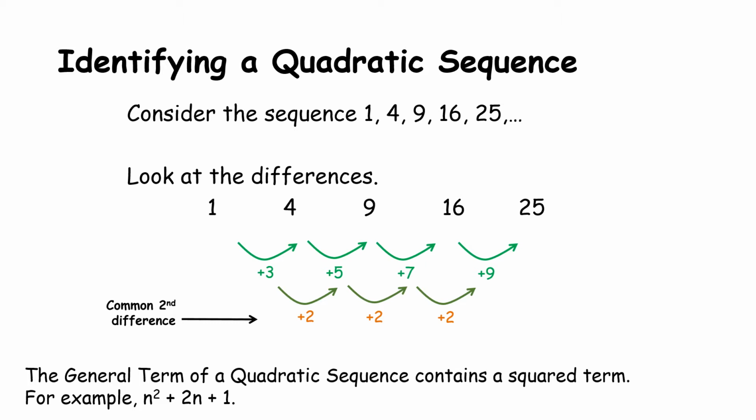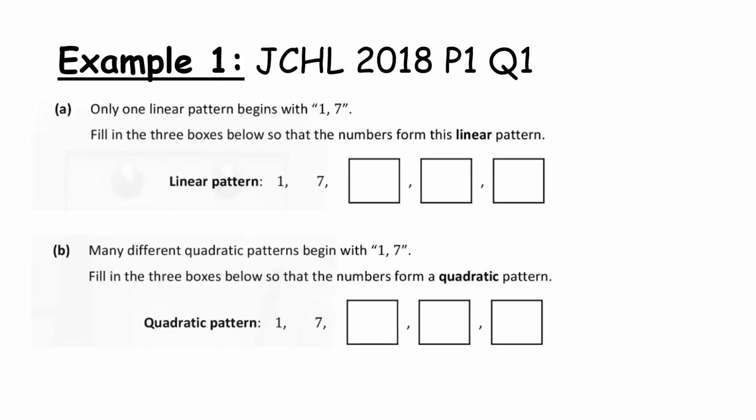The general term of a quadratic sequence contains a squared term, so it looks something like an squared, an n, and a constant. So an squared plus 2n plus 1 is an example. There could be a coefficient in the n squared, there could be a coefficient of the n, and then there is a constant. So let's take a quick look at an example.